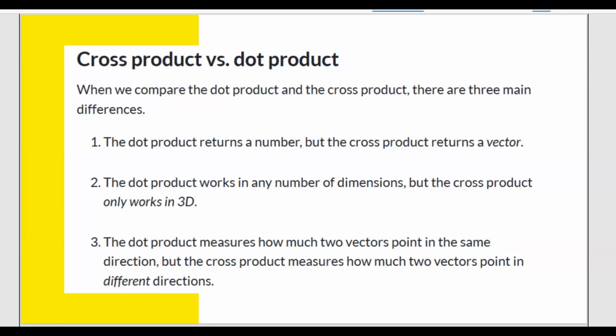And number three, the dot product measures how much two vectors point in the same direction, and I have explained that in more detail in my dot product video. And the cross product measures how much two vectors point in different directions.